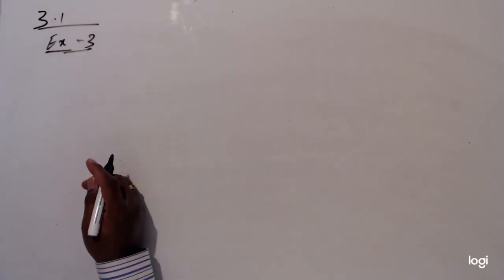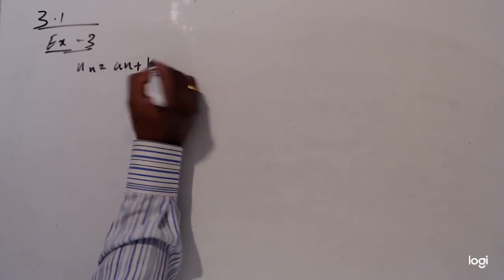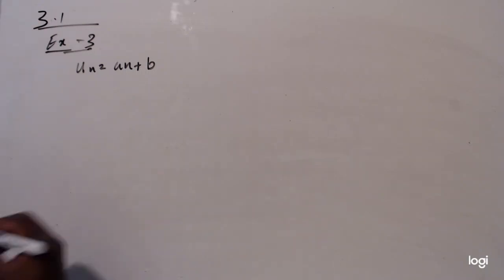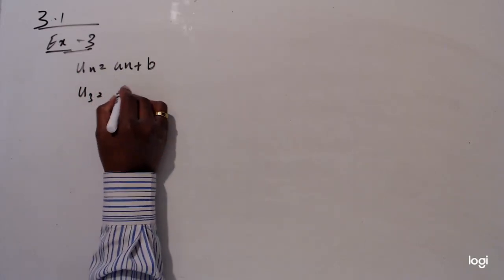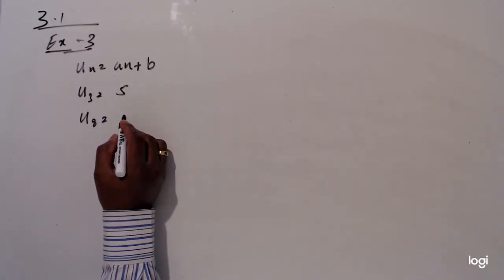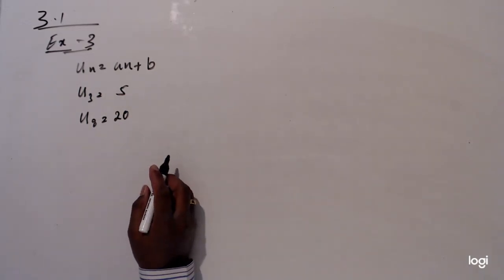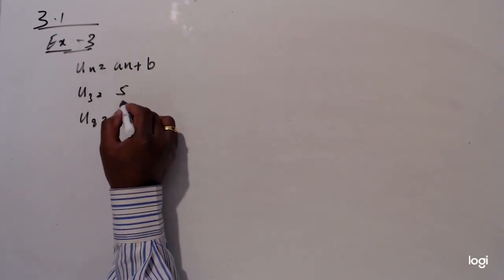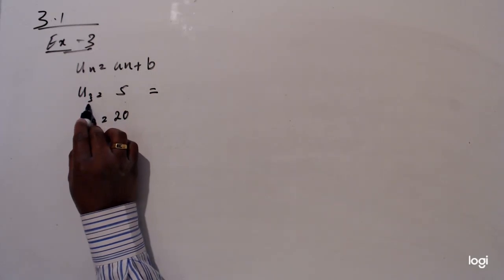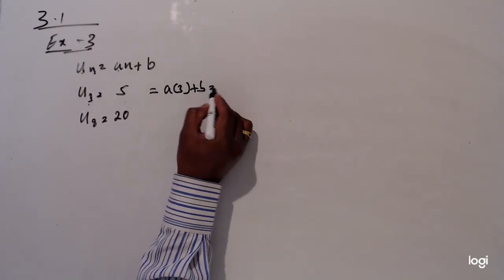Example 3. After you read this question, un equal an plus b is given. There's a sequence. Even if we don't know whether this is arithmetic or any other sequence, it doesn't matter. And u3 is given as 5 and u8 is given as 20. So for u3, n equal 3. We substitute, and when we put n equal 3, then u3 equal a times 3 plus b, or 3a plus b.